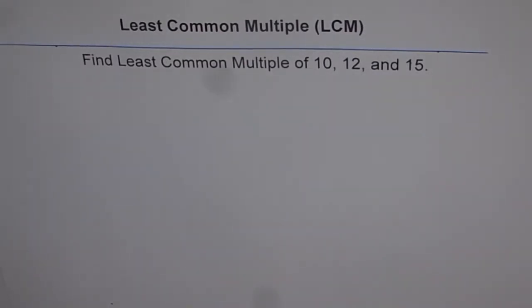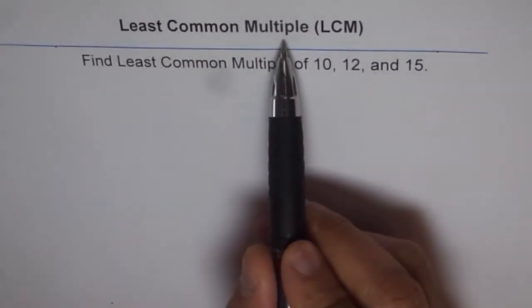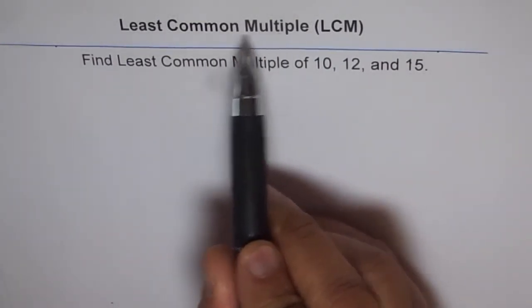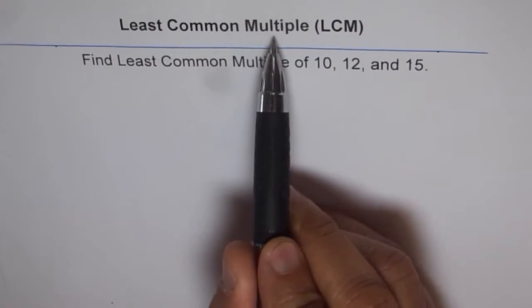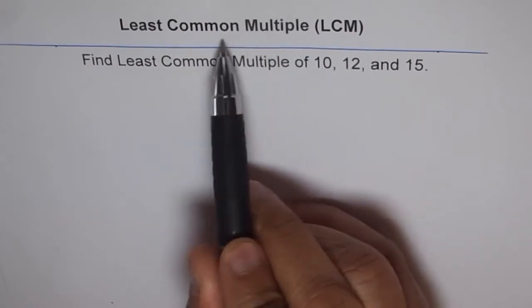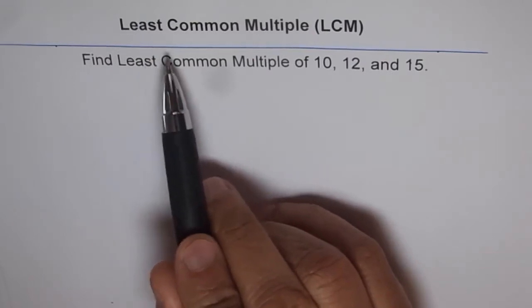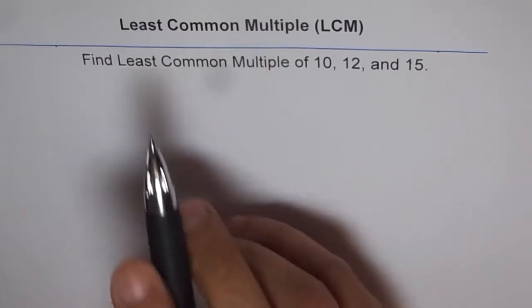As the name suggests, we should have multiples, and then from the multiples we can find the common multiples, and from the common multiples we have to figure out which one is the least, meaning lowest. That is the literal meaning of least common multiple.